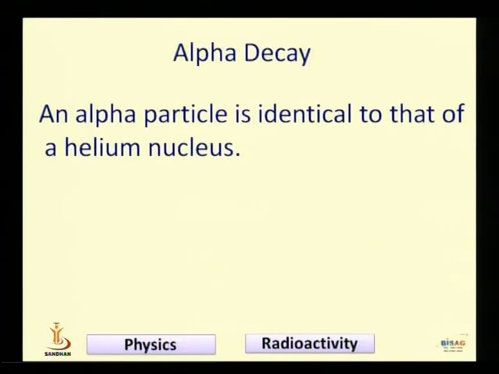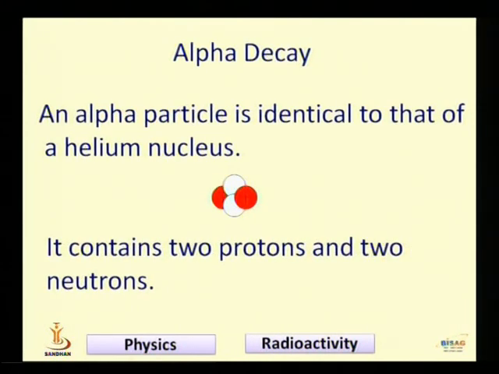For alpha decay, we can say that the alpha particle is identical to a helium nucleus. They are attracted by the strong magnetic field. So the alpha particle means the helium nucleus. Now the helium nucleus contains 2 protons as well as 2 neutrons. It is in this way. It contains 2 protons and 2 neutrons.